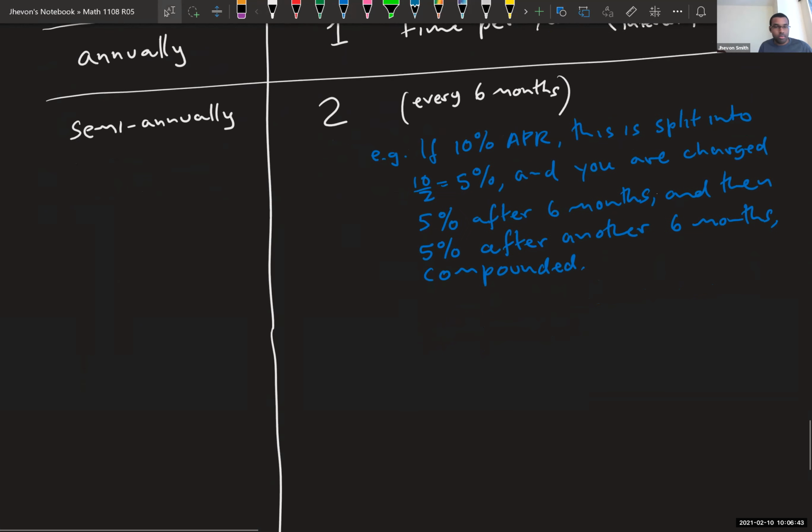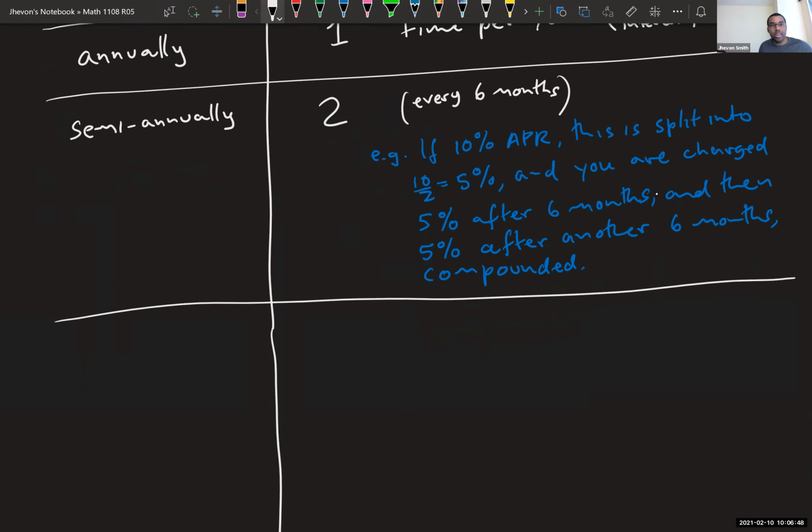So annually is within 1 year, it's simple interest. There's no difference. But more than 1 year, you start to see a difference. Semi-annually means they hit you with interest twice over the year, in which case they take the APR, split it into two parts, and they hit you with each part two times throughout the year.